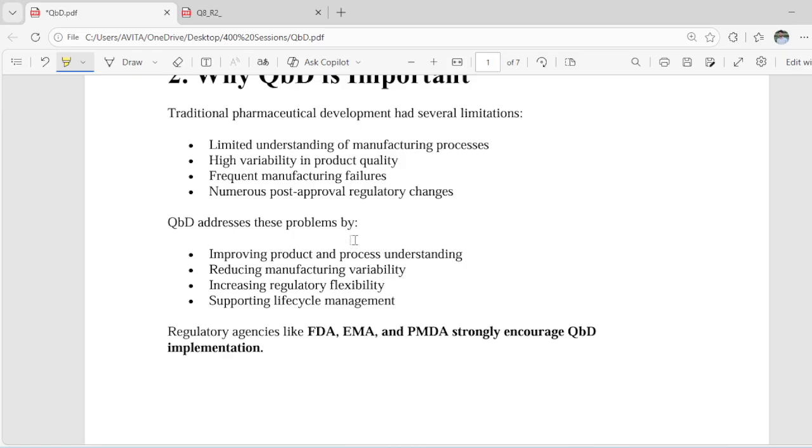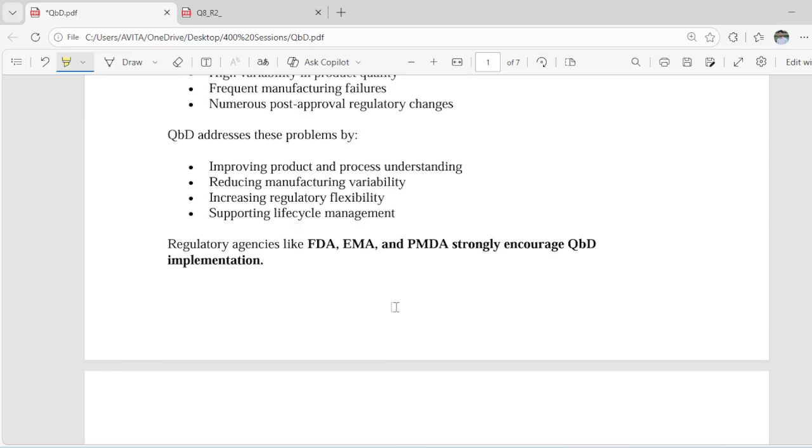This is the first approach. Then second, by reducing the manufacturing variability. Third, by increasing the regulatory flexibility and supporting lifecycle management. Regulatory agencies like the FDA, EMA, and PMDA strongly encourage QbD implementation.